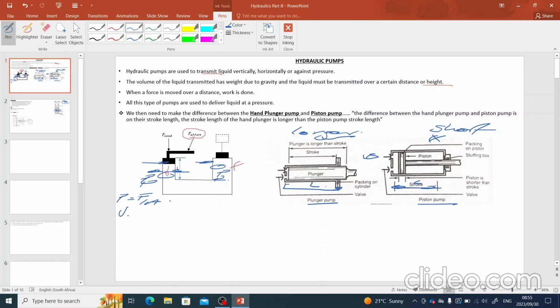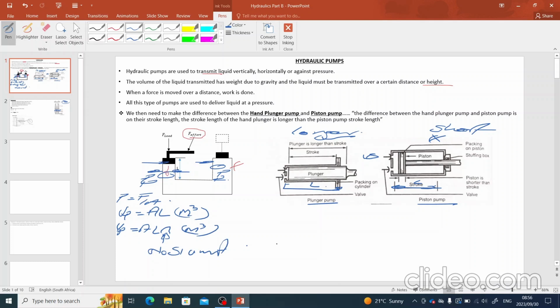We said volume per stroke is the area of the cylinder multiplied by stroke length, and we got our volume. Then we also considered the number of strokes. If we are given the number of strokes, it will be area times stroke length times number of strokes. The number of strokes is denoted as N. The SI unit is m cubed, because N has no SI unit.